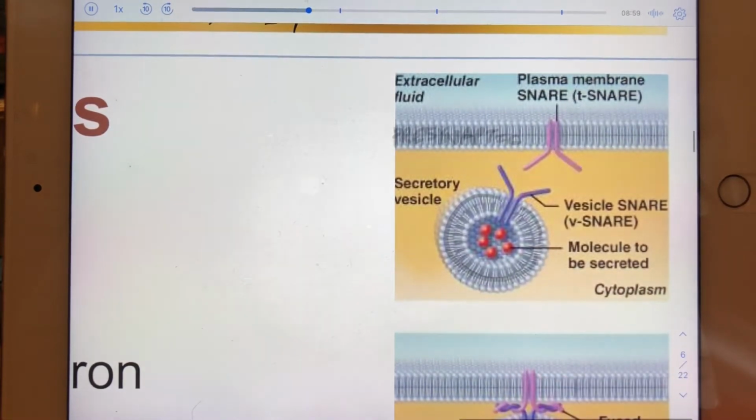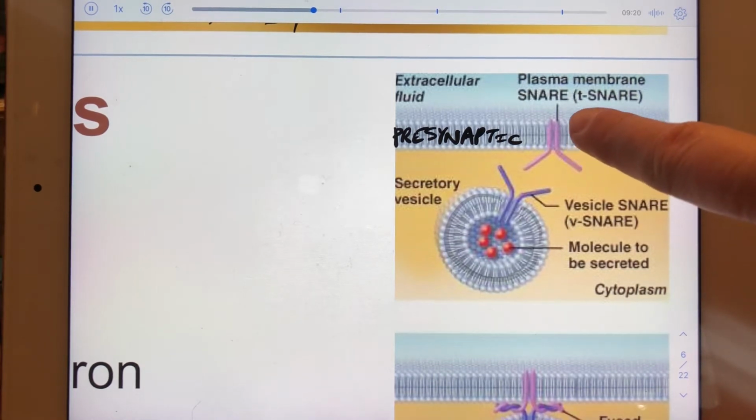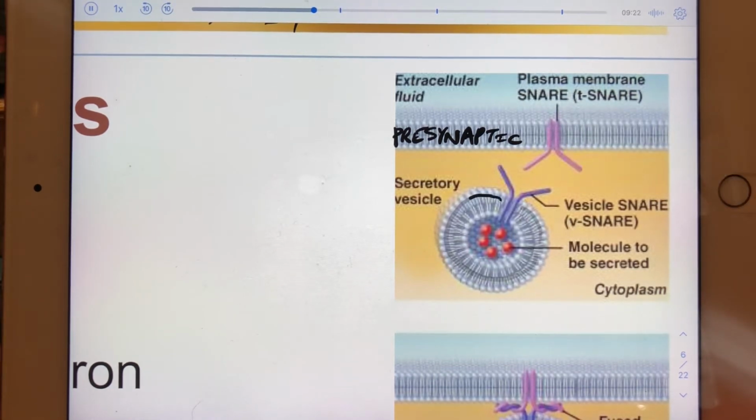zoom in. Okay, this is really cool. So, this is plasma membrane actually of a presynaptic neuron. In other words, this is axon terminal, okay? And embedded in the plasma membrane is this protein that acts kind of like a twisty tie, okay? And here's our vesicle, okay, with neurotransmitter inside. And in the plasma membrane that establishes this vesicle is another twisty tie.